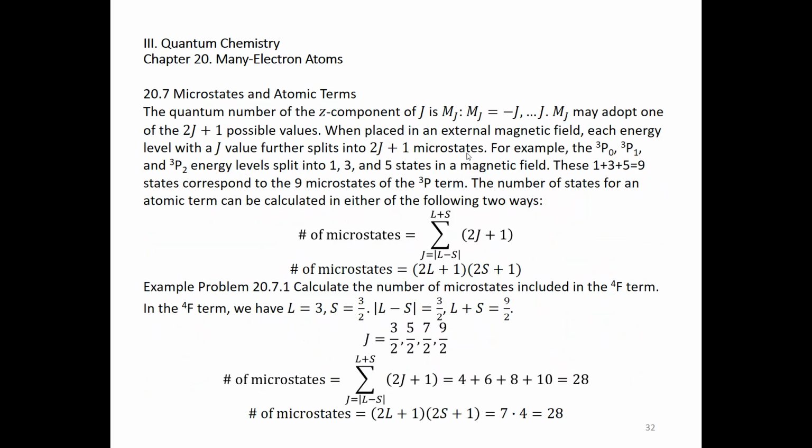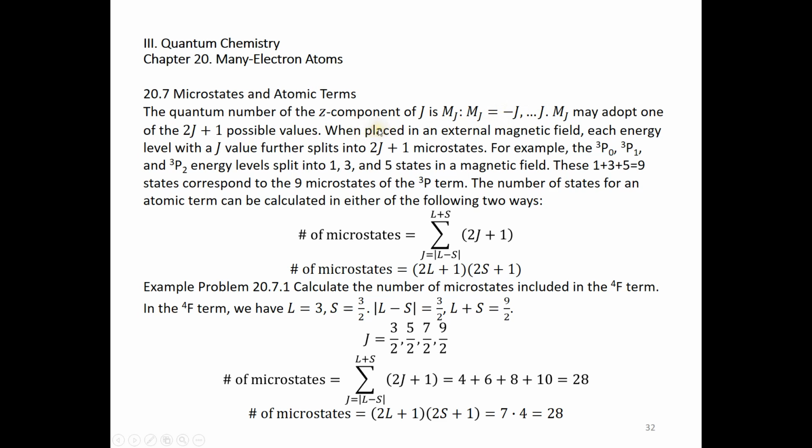Now let's look at the quantum number of the Z component of J. So what is J? J is the coupling of the orbital motion and the spin motion of a group of electrons. Now let's look at its Z component. Its Z component can be from negative J all the way to J. So also there's a multiplicity. The values of m sub J can be different. There are this many possible values, 2J plus 1 possible values, from negative J to positive J.